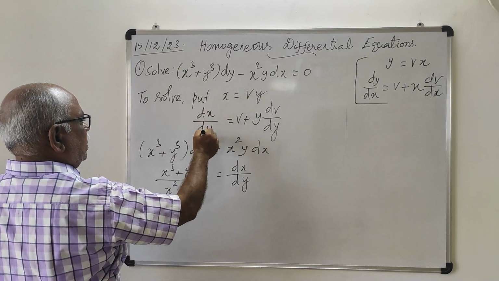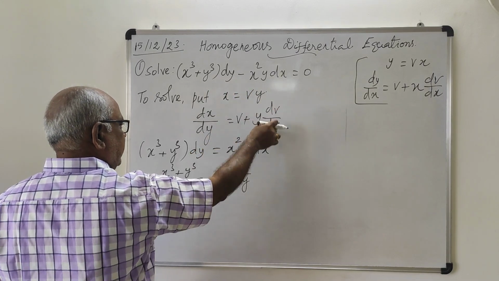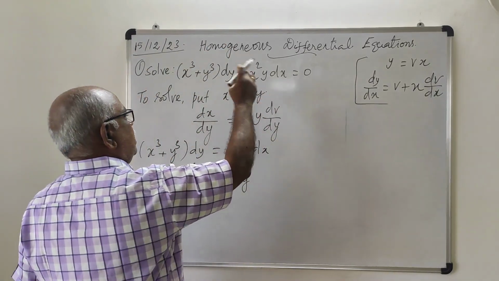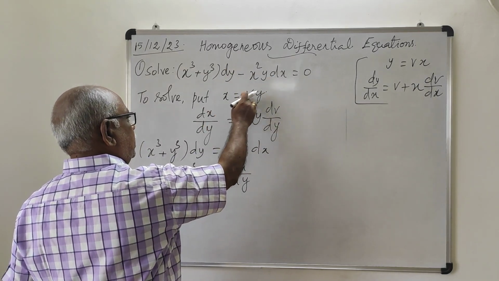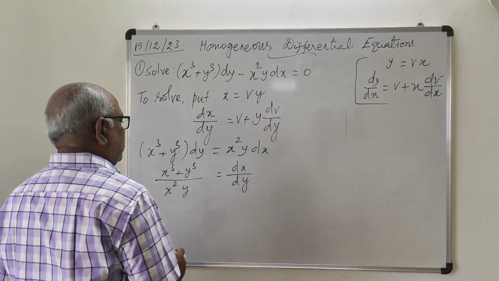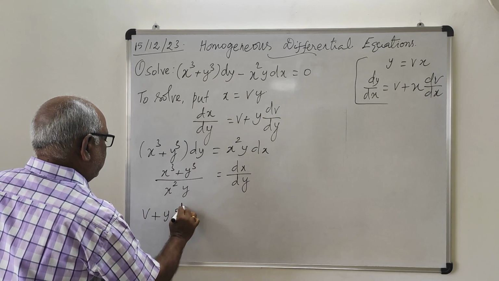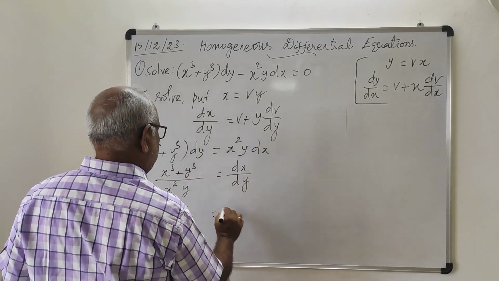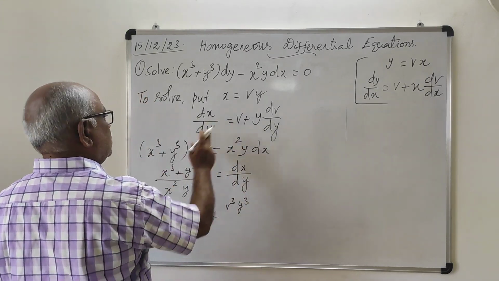From that, dx by dy is v into derivative of y, which is 1, plus y into derivative of v with respect to y, which is dv by dy. The same method we have adopted so far. Instead of y equal to vx, here we are substituting x equal to vy. So dx by dy is replaced by v plus y dv by dy, equal to x cube, which is v cube y cube, since x is replaced by vy.